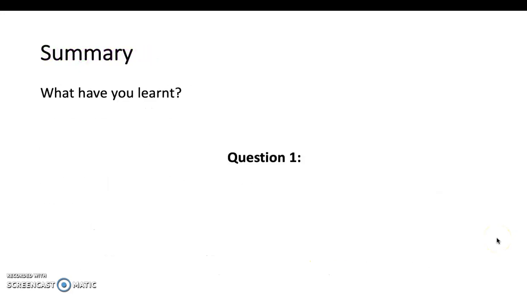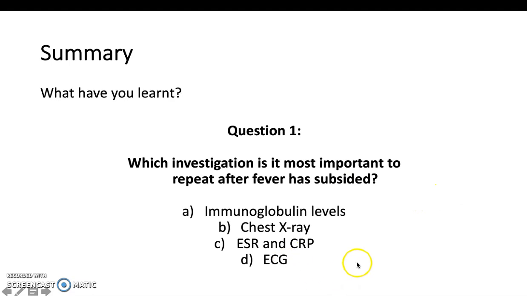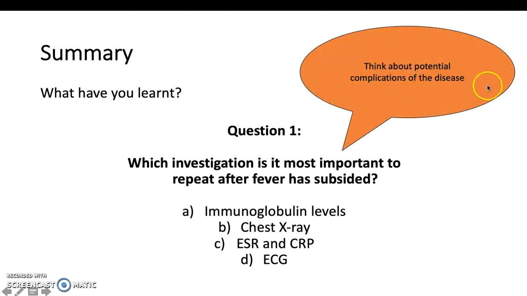So summary, just going over what we've learnt. Which investigation is it most important to repeat after the fever has subsided? So think about the complications of the disease that we've discussed and how you'd want to monitor this. So an ECG, as the child is at risk of myocarditis.